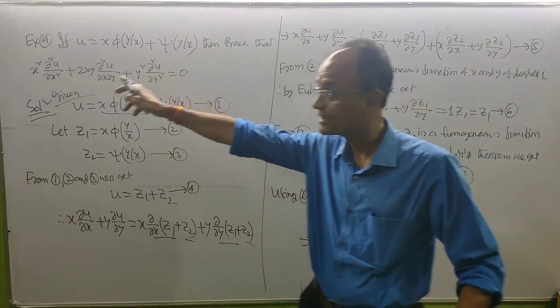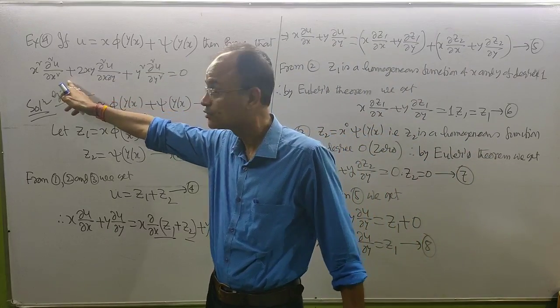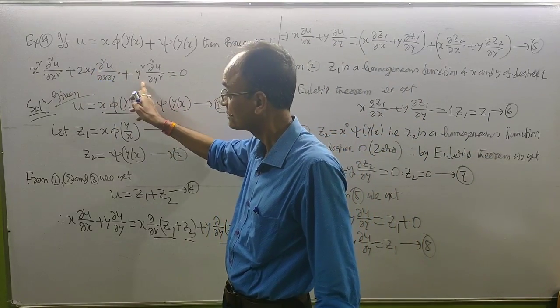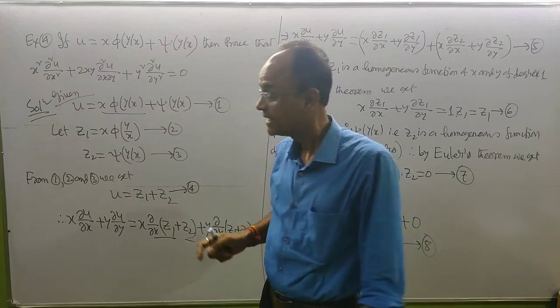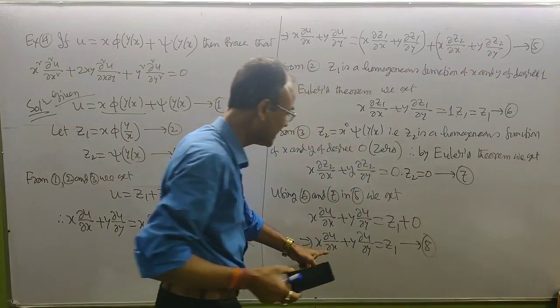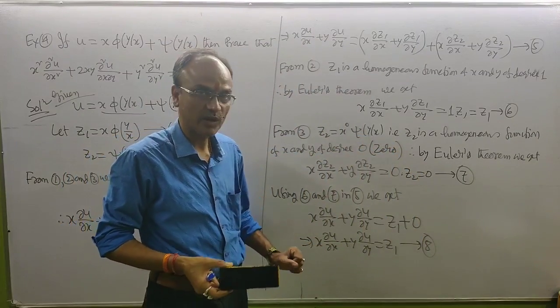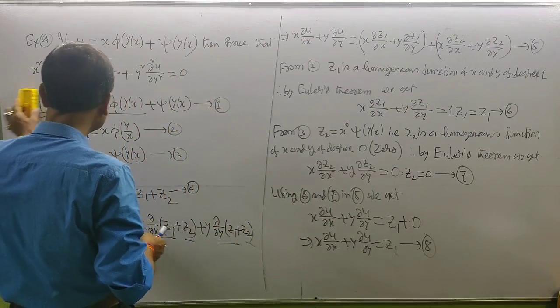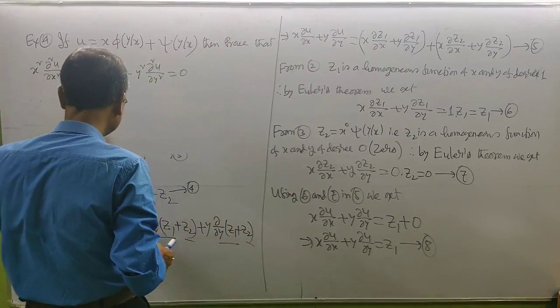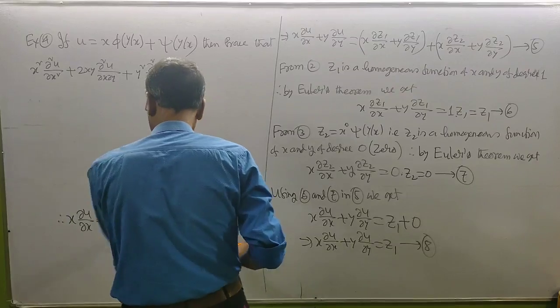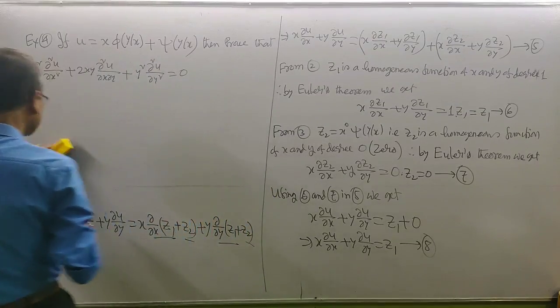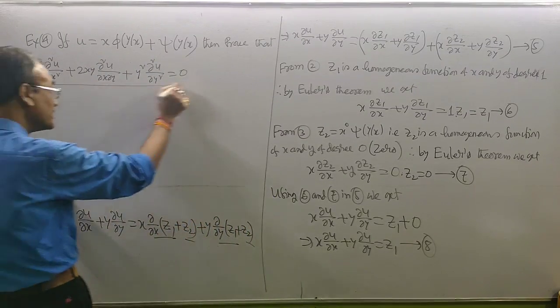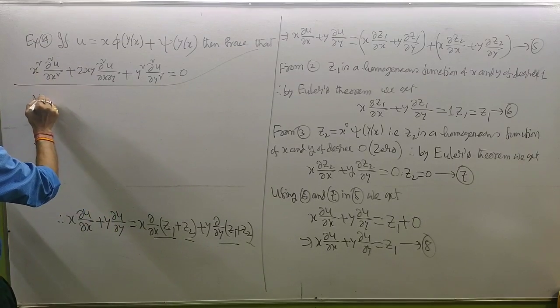Now we have to show that x squared del 2u by del x squared plus this one plus this equals 0. Therefore, you have to differentiate 8 partially with respect to x and y. Now, differentiating 8 partially with respect to x and y, we get.